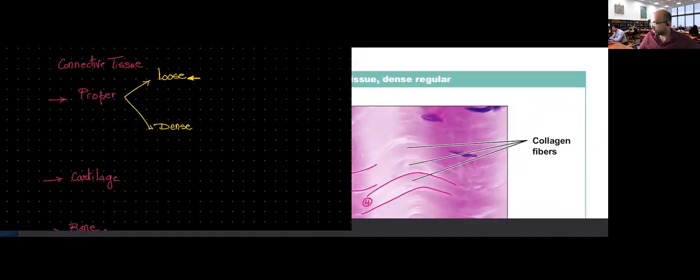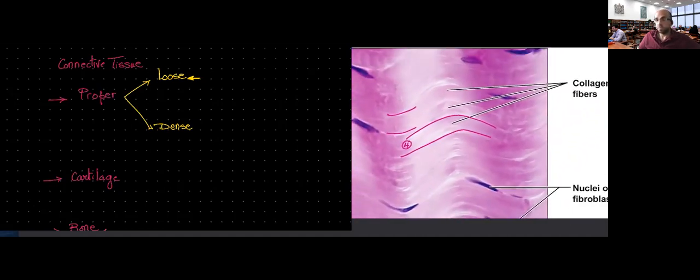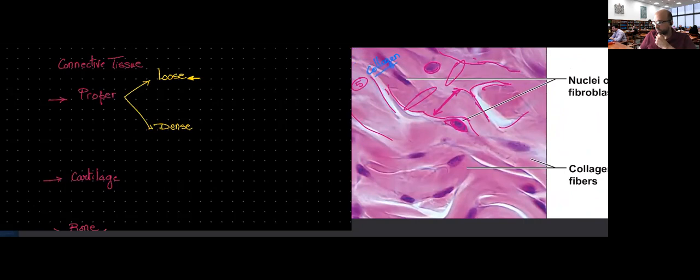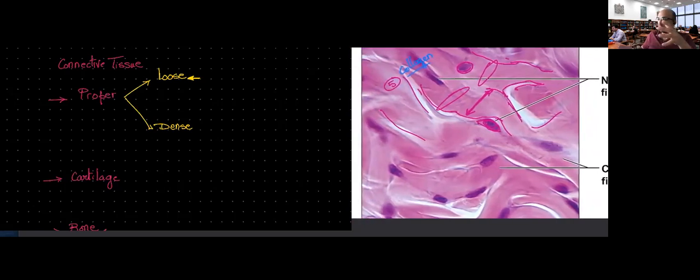How about this one? Do I have a lot of space between the fibers, or are the fibers closely packed against one another? Closely packed. So this is going to be considered as a type of dense connective tissue. How about this one? Do you have large spaces between the fibers, or are the fibers closely packed against one another? Closely packed.